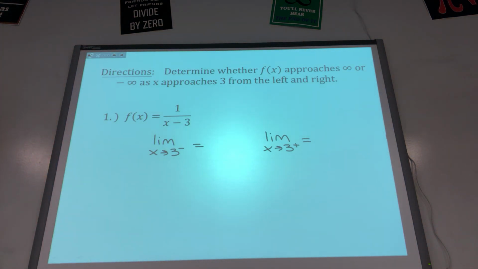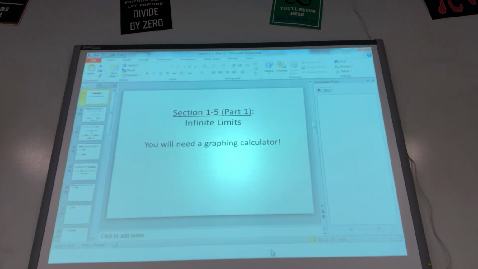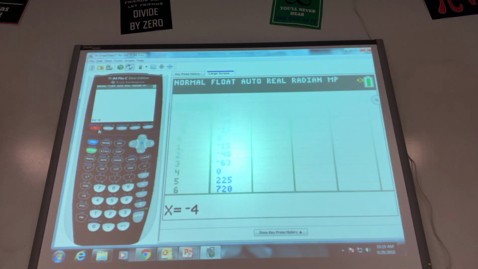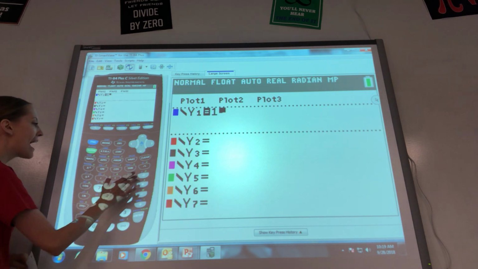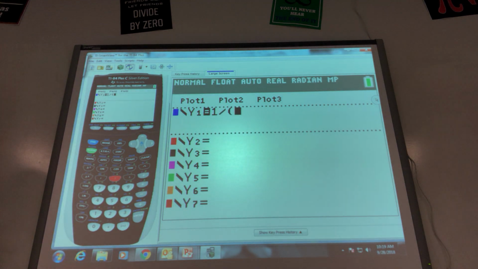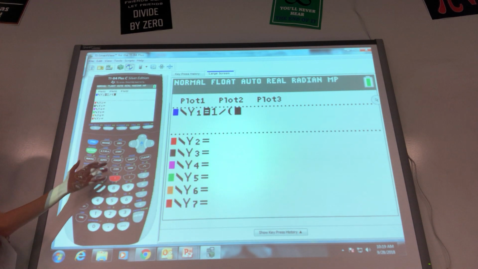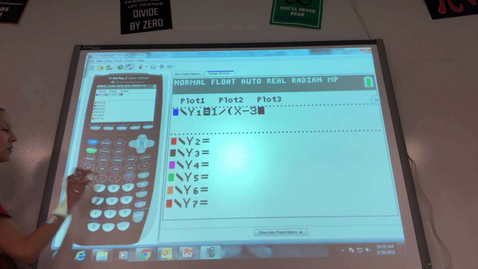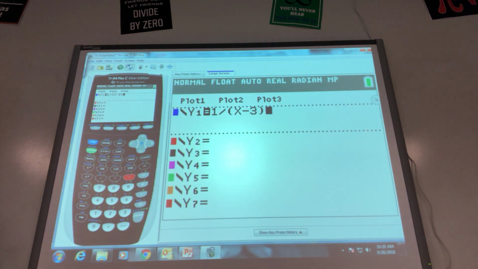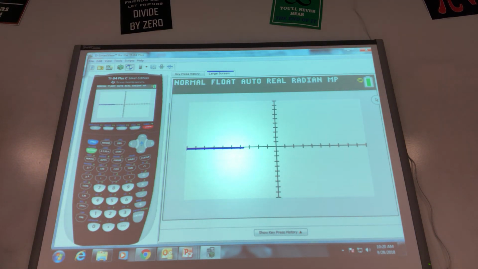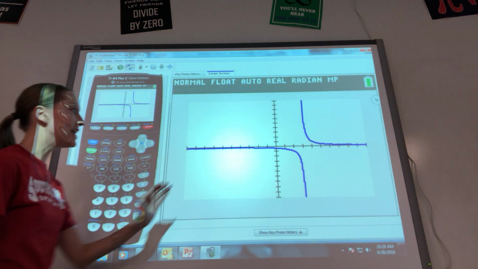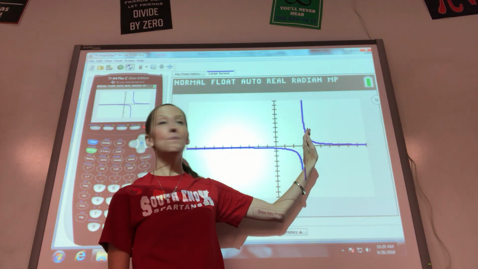Now, when you graph these, I say this all the time, anytime you graph a rational function, you have to use parentheses. You really don't need parentheses on top, but the x minus 3 on bottom needs parentheses. We'll look and see what the graph is. You can try it on yours. Okay, so this is where x is 3.